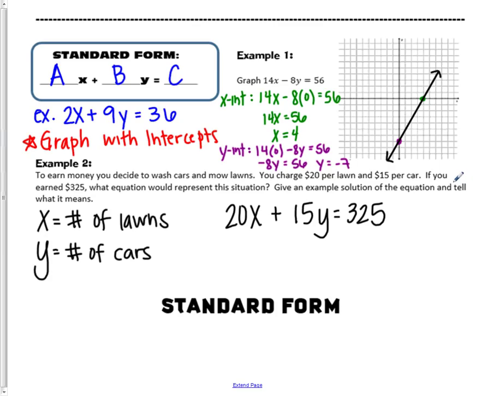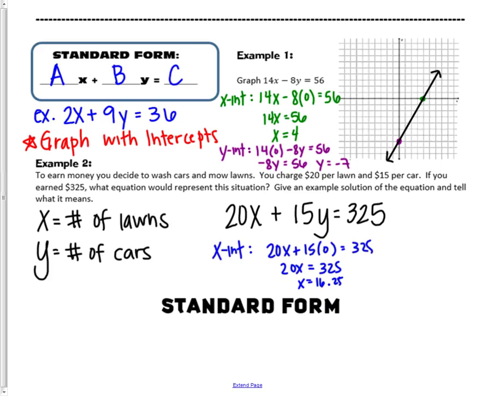Okay, now this next part is a little bit more challenging because it wants an example solution of the equation and tell what it means. Sometimes it works out really nicely that our intercepts could be solutions. So for example, if I find the x-intercept, then I'm plugging in 0 for y. That would mean 0 cars. But if I do that, I would have 20x plus 15 times 0 equals 325. So 20x would equal 325, and if I divide 325 by 20, I get that x equals 16.25. And that's not really going to make sense in this real world scenario. You're not going to get paid for mowing 16 and 1/4 lawns.